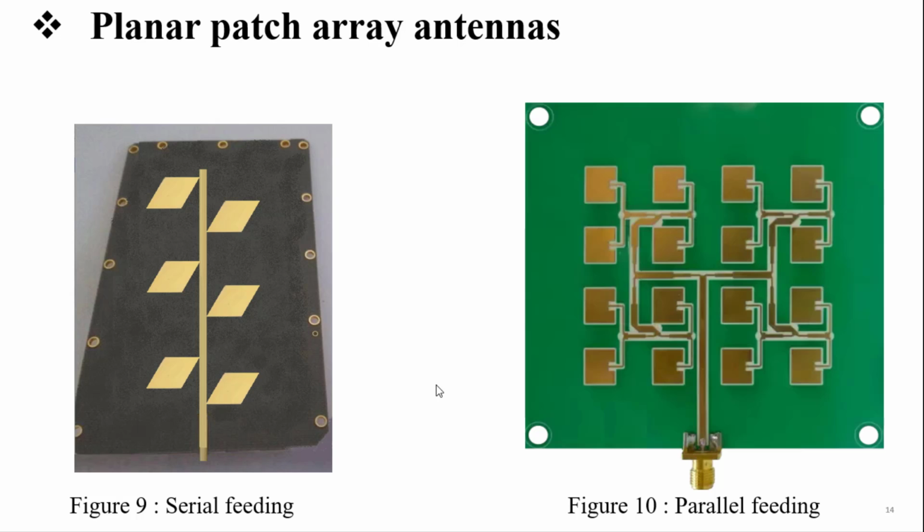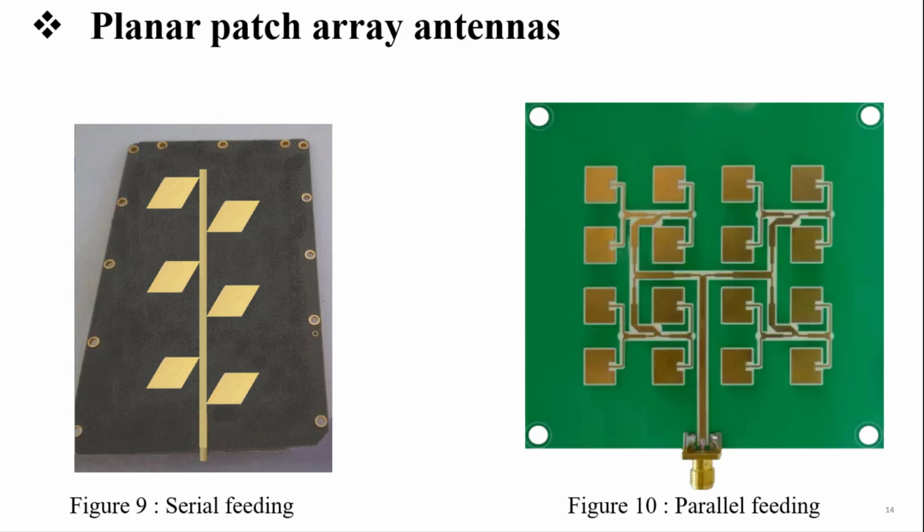The second case is planar patch array antennas. If we observe figures 9 and 10, we have two types. In the first figure we have serial feeding because we use just one single feed line to power all antenna elements. But for figure 10, we have one port of excitation and multiple feed lines used to power all antenna elements. When we observe the distance between all antenna elements and the port of excitation, we can conclude that it is the same for all antennas.